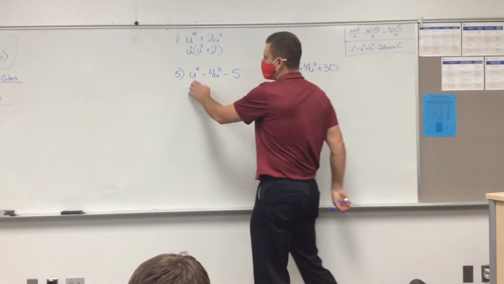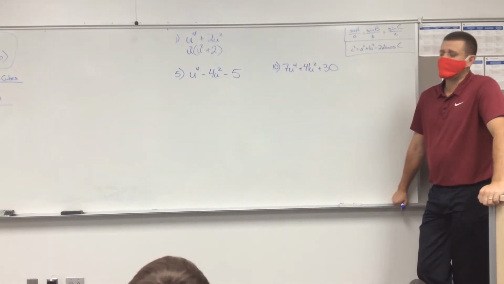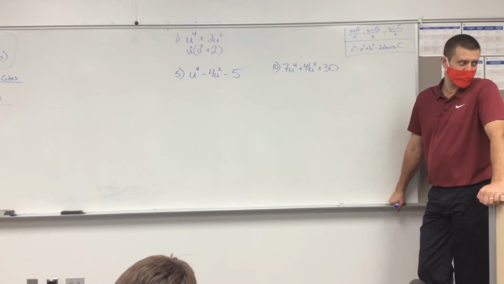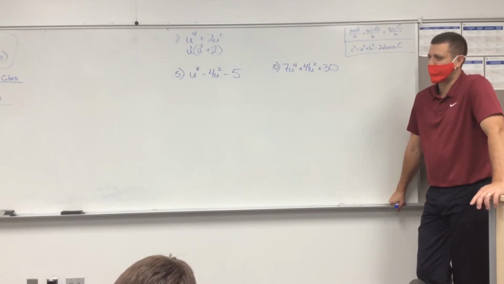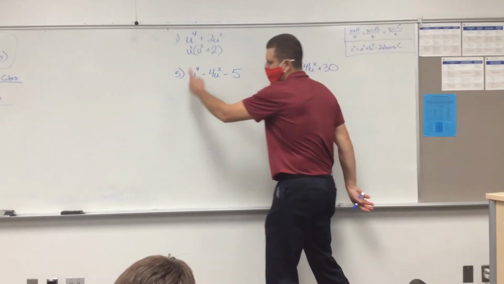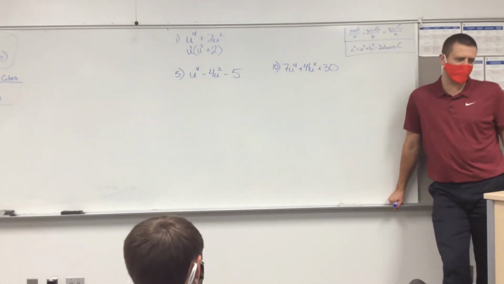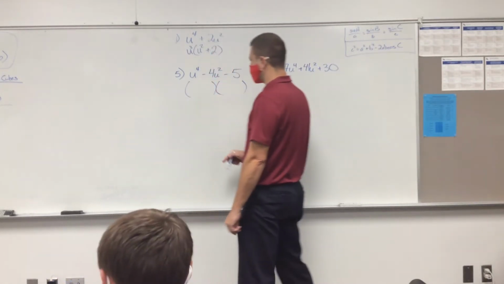Number 5. U to the 4th minus 4u squared minus 5. That's really no different than what you did yesterday on the second page where you were factoring trinomials. It looks a little different because it starts with the 4th power and then goes to the 2nd power and then goes to a constant. But it won't work any differently. This is a nice, simple trinomial. I call it nice because the leading coefficient is 1. Anytime the leading coefficient on a trinomial is 1, usually the factoring is pretty nice. All you need to do is break it down into 2 binomials.